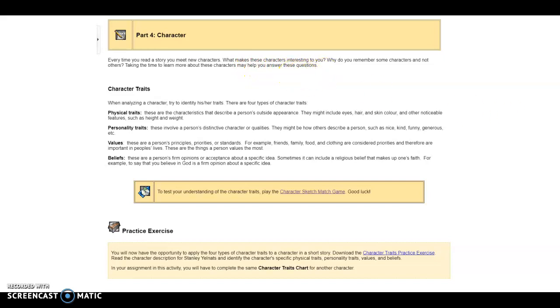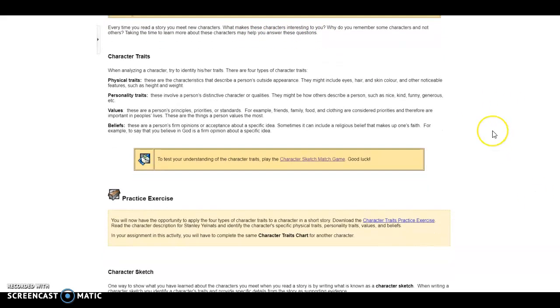And so the first thing we want to do when we want to investigate and try to describe a character is look at their traits. So when you're analyzing a character that you just read in a story, you want to be able to identify his or her traits. And there's 4 basic traits. There's physical traits. So what does the character physically look like? You know, what is the color of his eyes or his hair or her skin color? Can we notice any features about their height or their weight?